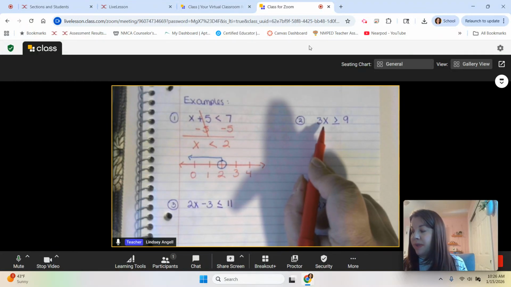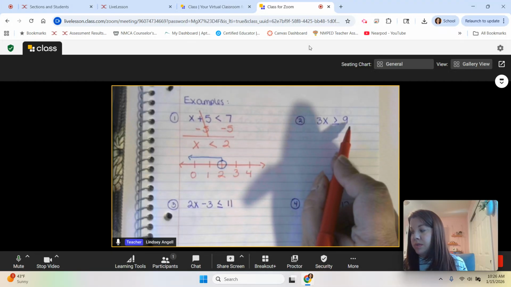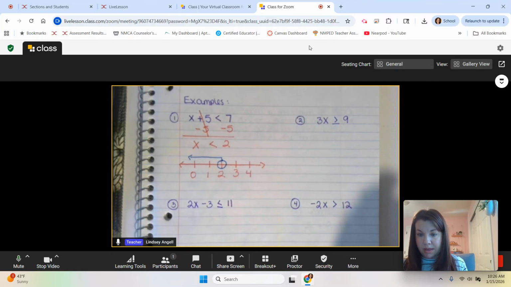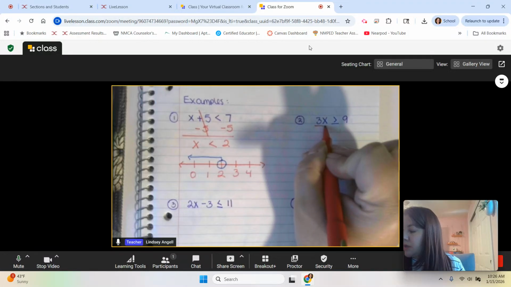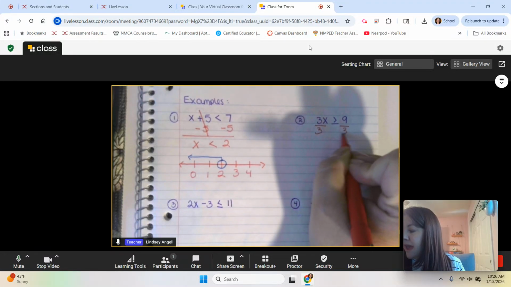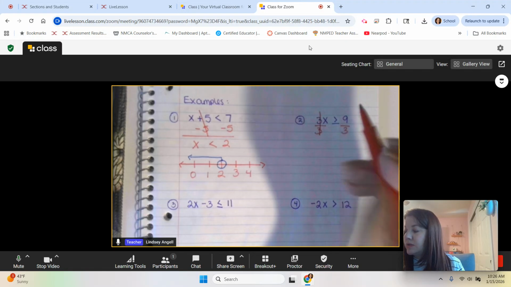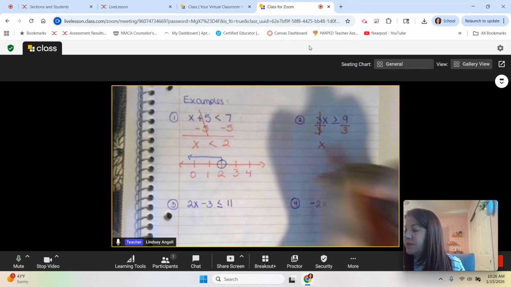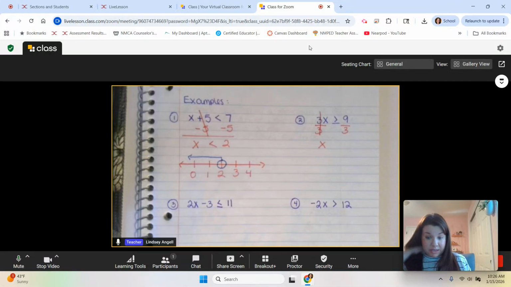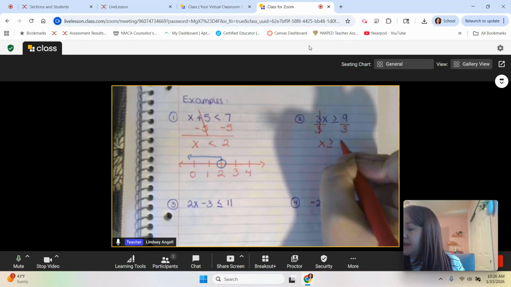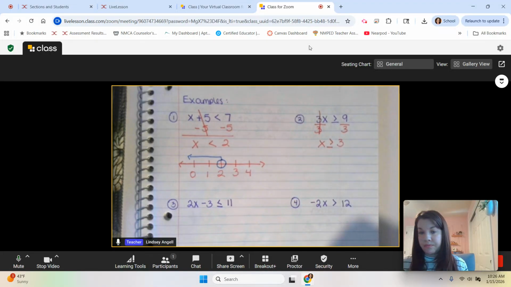With number 2, we have 3x is greater than or equal to 9. So right now I am multiplying by 3 in the problem. To cancel it out, I'm going to divide both sides by 3. 3 divided by 3 is 1, so those cancel. I'm left with 1x, or I just have x on the left. Then I have a greater than or equal to symbol, and 9 divided by 3 is 3. Okay, so that's my inequality.